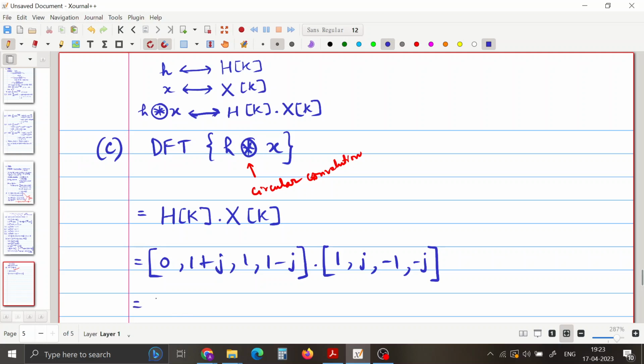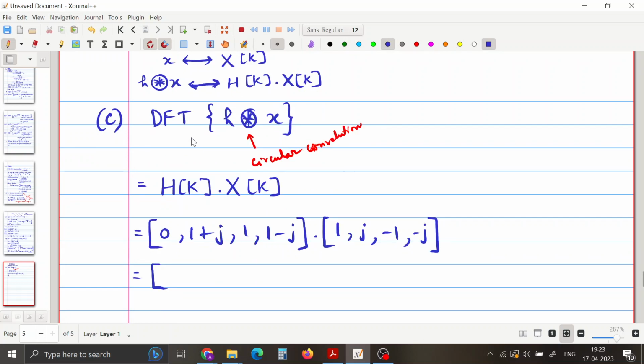So we need to perform the pointwise multiplication. It's like a dot product or inner product of two vectors of length 4. So what will be the pointwise multiplication? First we have 0 multiplied with 1. We are multiplying the first elements of these two vectors. So this is 0.